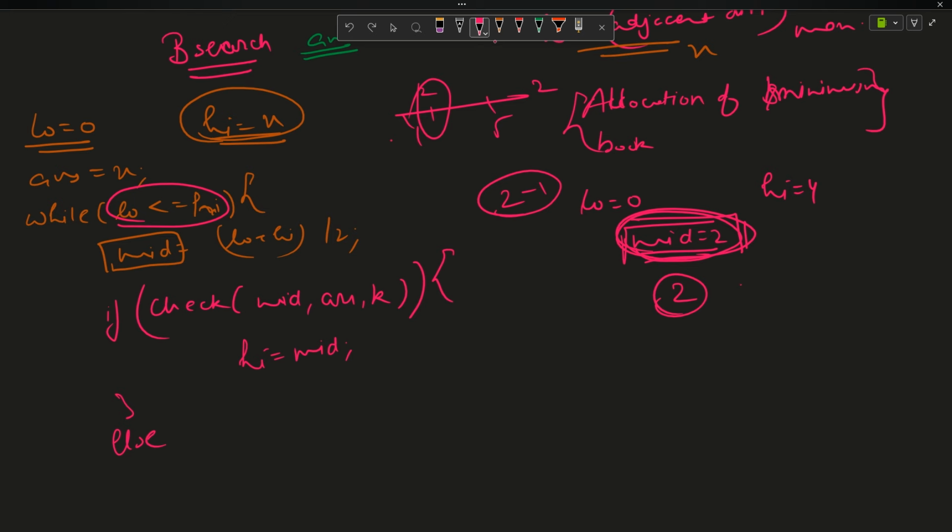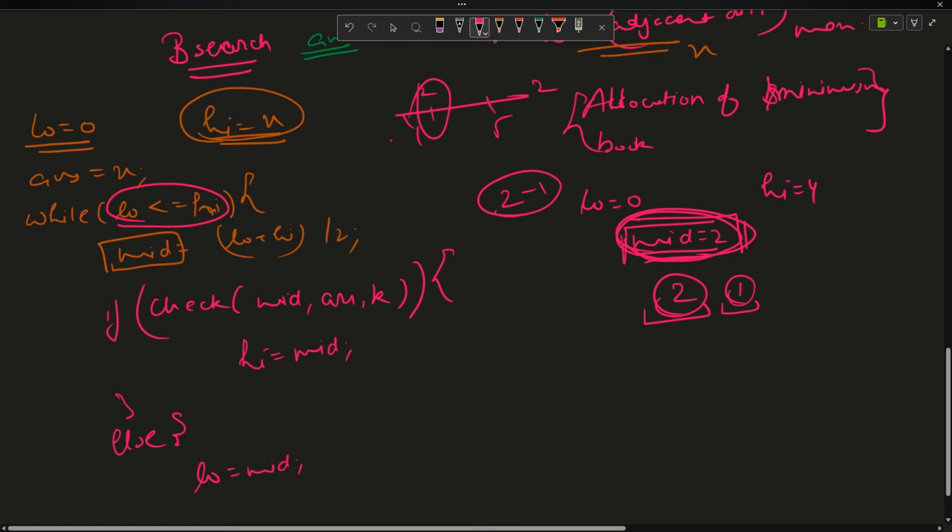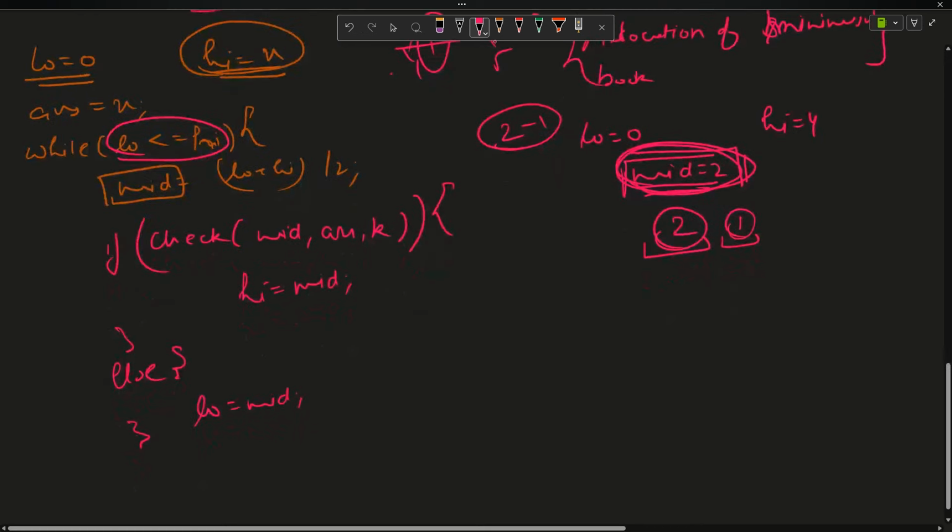Okay, that means 1 is also not attainable. If you are not able to get a minimum difference of 2, that means you will not be able to get a minimum difference of 1 also. So in that case, your low will increase. So you will say low equals to mid.